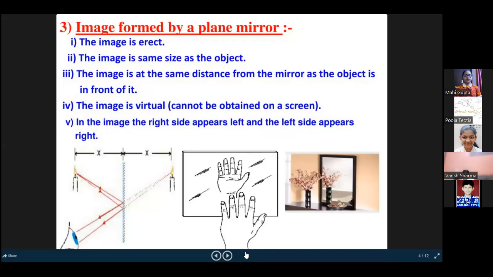That is known as what? Lateral inversion. Yes, that property is known as lateral inversion. Why is the image formed virtual? Because we can't obtain that image on a screen. That's why it is virtual. Whenever this question comes, you have to write at least 5 points about what type of image is formed, and kindly write this complete sentence: the image is at the same distance as the object is in front of it.